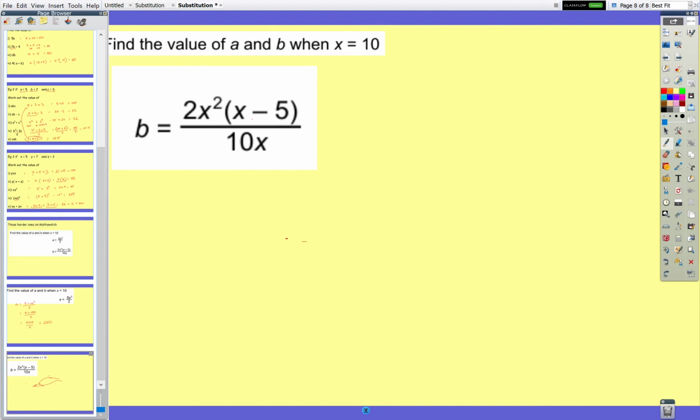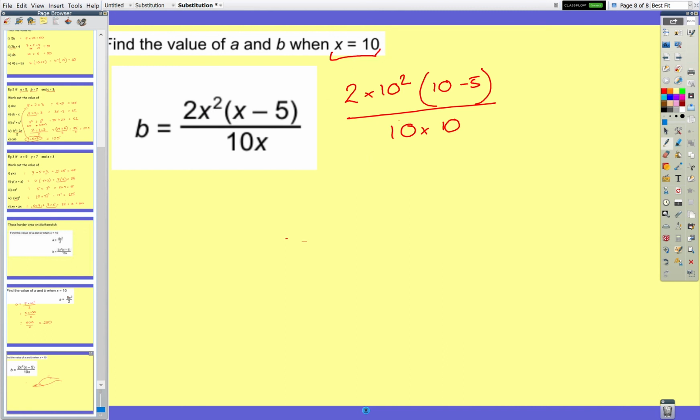So we replace my x with my 10. Here we've got 2 lots of 10 squared. Open up my bracket. Instead of x, we're going to write 10, take away 5, close my bracket, all over 10 lots of 10. So all we've done is substitute my x for my 10, that word substitution.